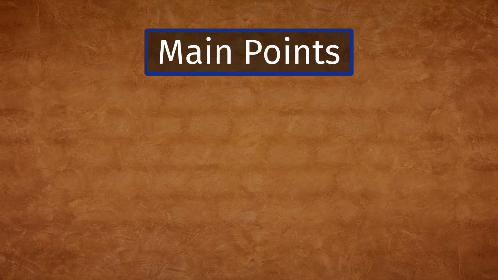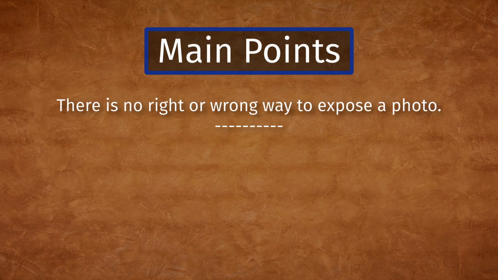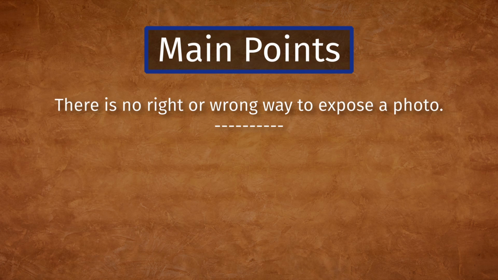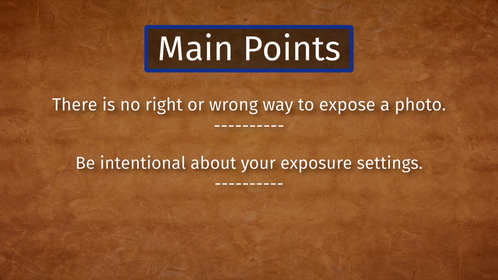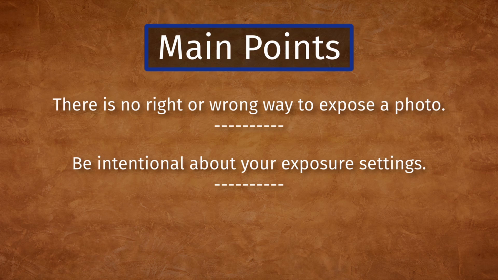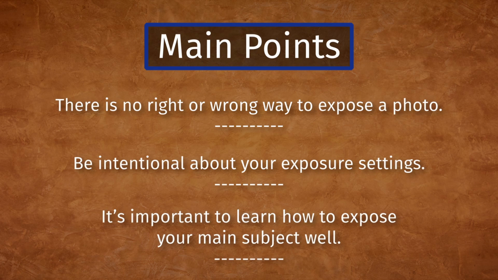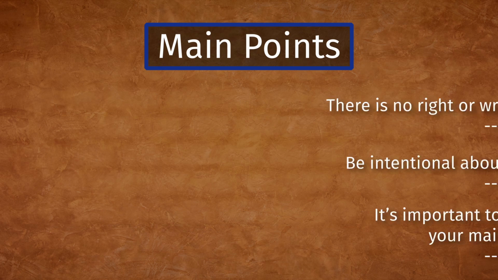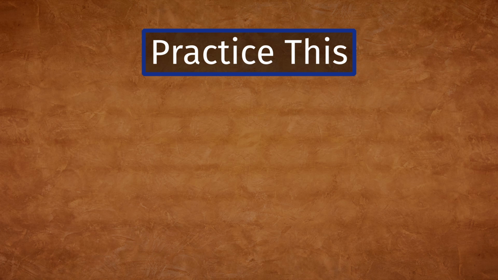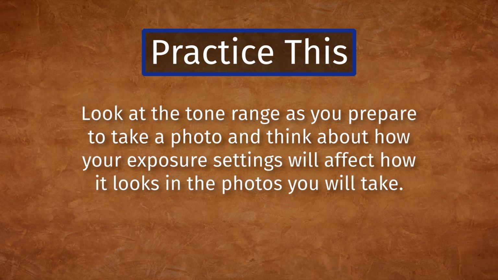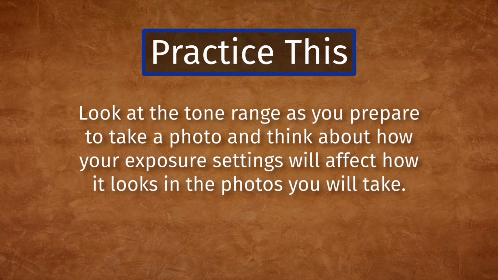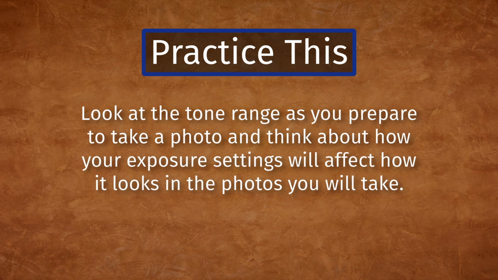The main points from this lesson are: there is no right or wrong way to expose a photo. Be intentional about your exposure settings. It's important to learn how to expose your main subject well. Practice this to improve your photography. Look at the tone range as you prepare to take a photo and think about how your exposure settings will affect how it looks in the photos that you'll take.